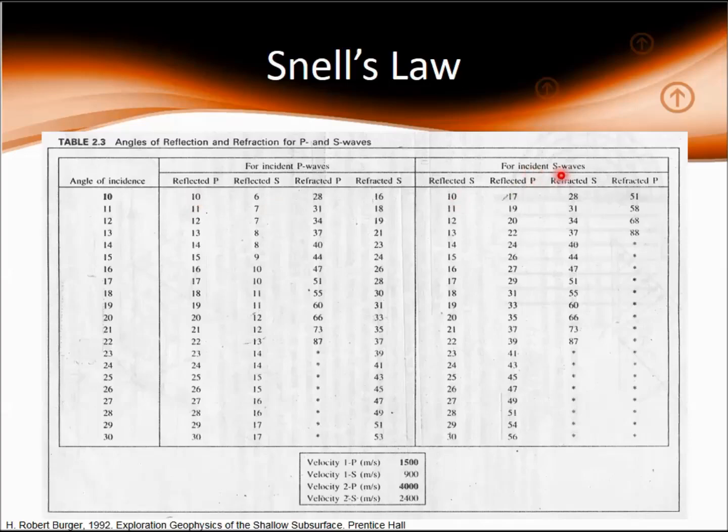And if you look at the incident angle for the S wave case, when it is 10 or 11 degrees, let's take a look at 11 degrees, the reflected S wave will be the same, which is 11 degrees as well. The reflected P wave will be a bit higher than the reflected S wave, as it follows the rule where the reflected P wave is always greater than the reflected S wave, regardless of the type of wave.